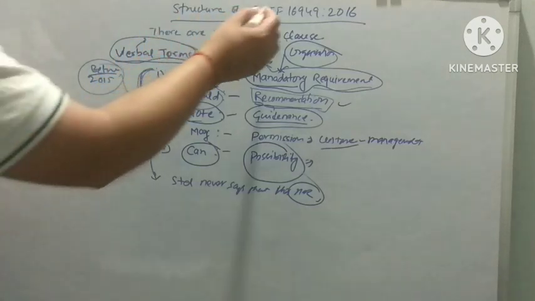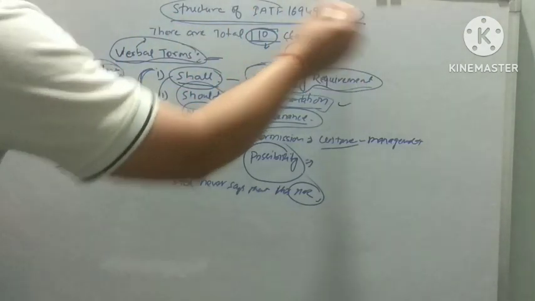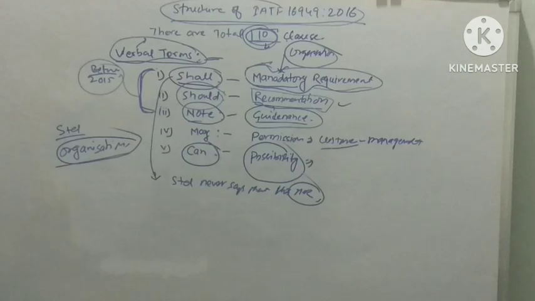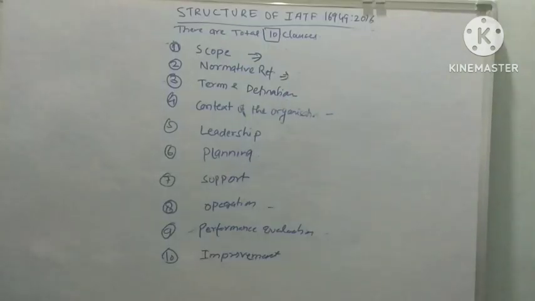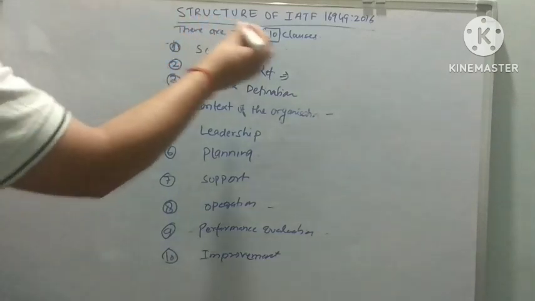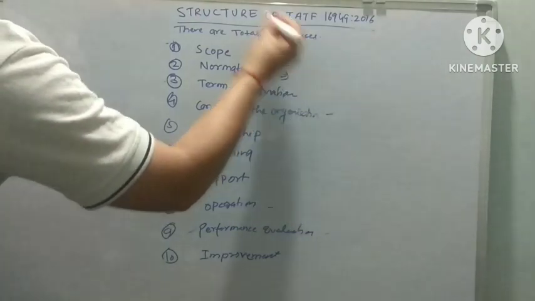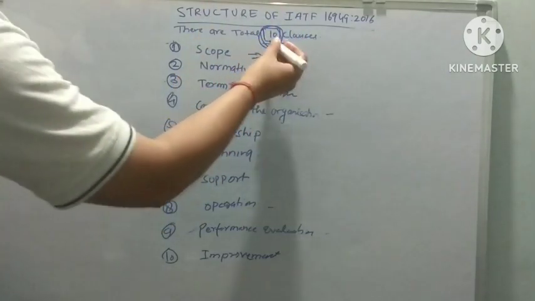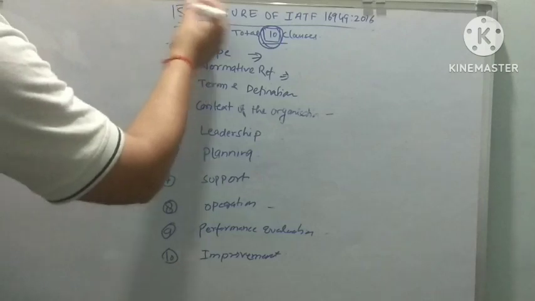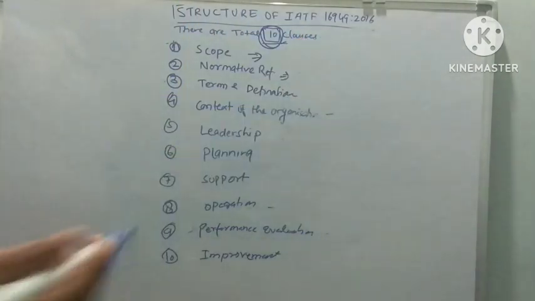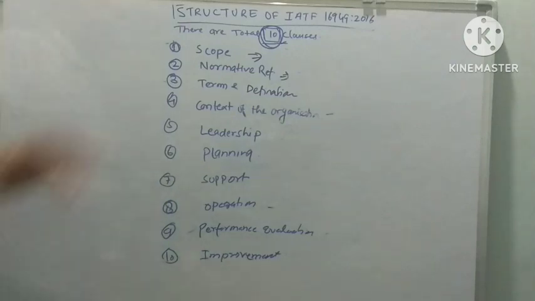Let's talk about the structure of IATF. Now we will discuss the 10 clauses of IATF 16949:2016. Structure means how many clauses are in the IATF. There are 10 clauses. Let's talk about the 10 clauses.